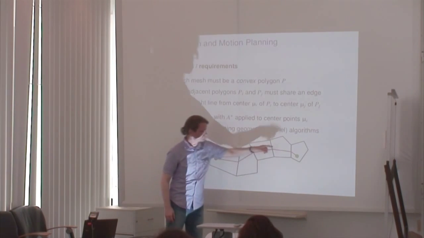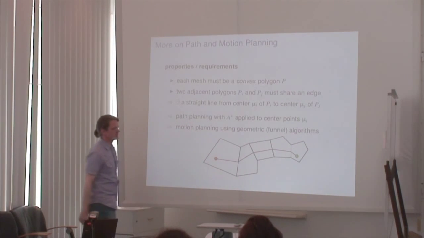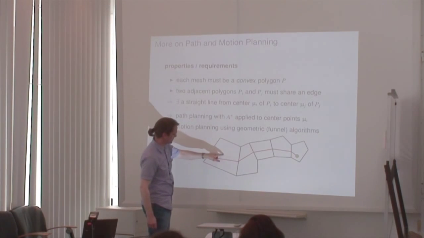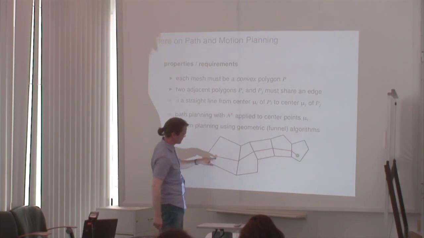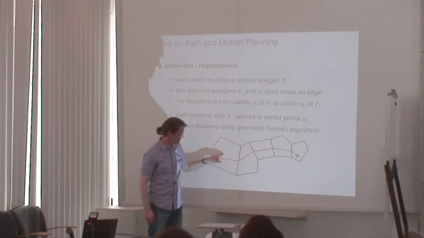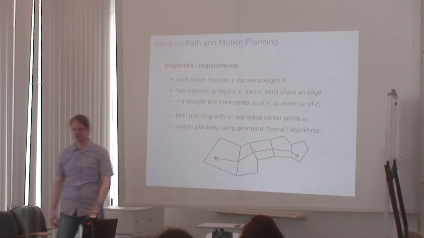Now I have a path from here to there, and now I have to adapt my motion to the geometry of this world. So instead of going from this center point to the center point, I go from where I am to the center point of the intersection between this polygon and that one, and from here I go to the next, and so on. Alright, you can do that.